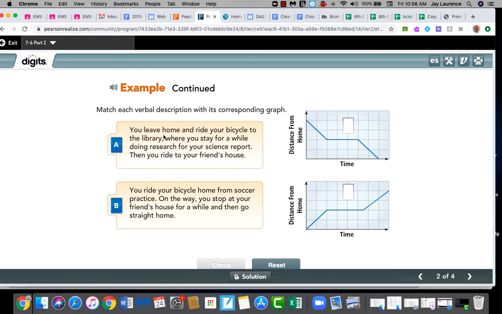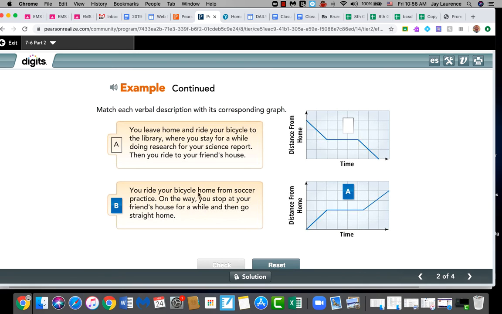So, you leave home and ride your bicycle to the library. This must be the bottom one. Because you're leaving home, you go to the library, you stay for a while, and then you ride to your friend's house. Okay, hopefully you come back at some point, but that's what it's showing us in the story.